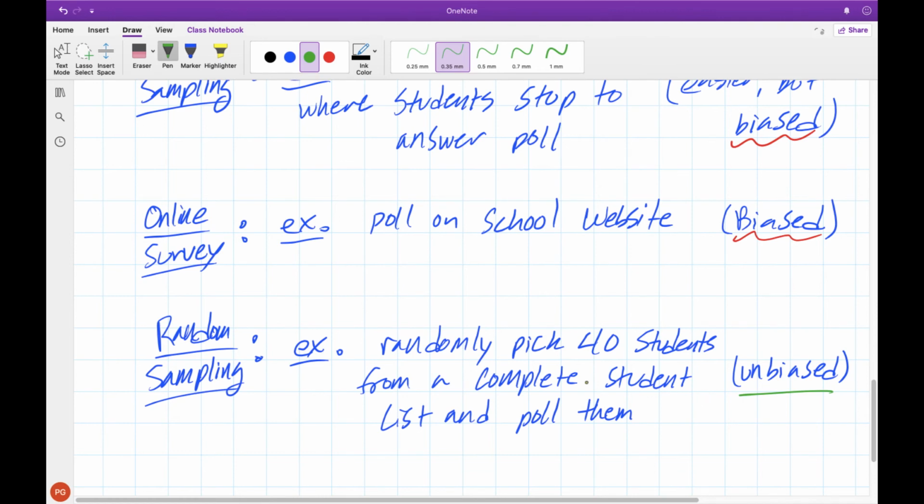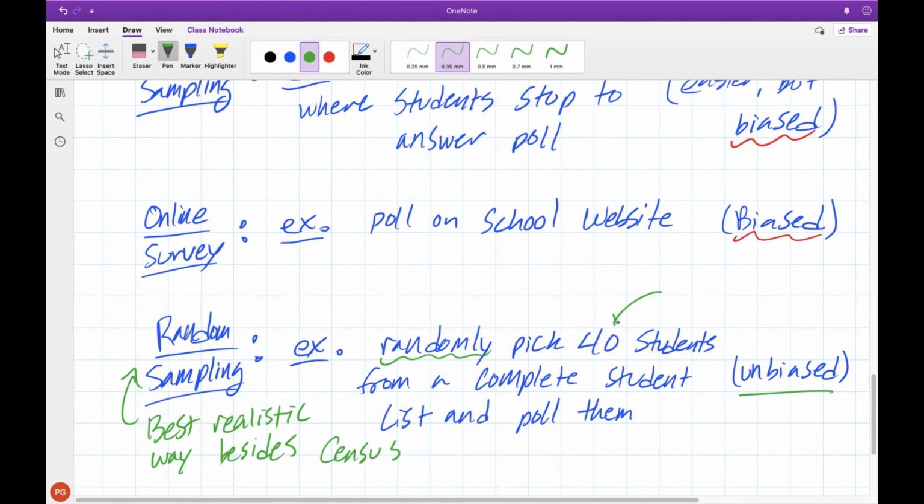Now, of course, the 40 students that you pick randomly might not really represent everyone, but this is the best way to do it without having to ask everyone and perform a census. This is the best realistic way to collect data, unless of course you feel like doing a full census.